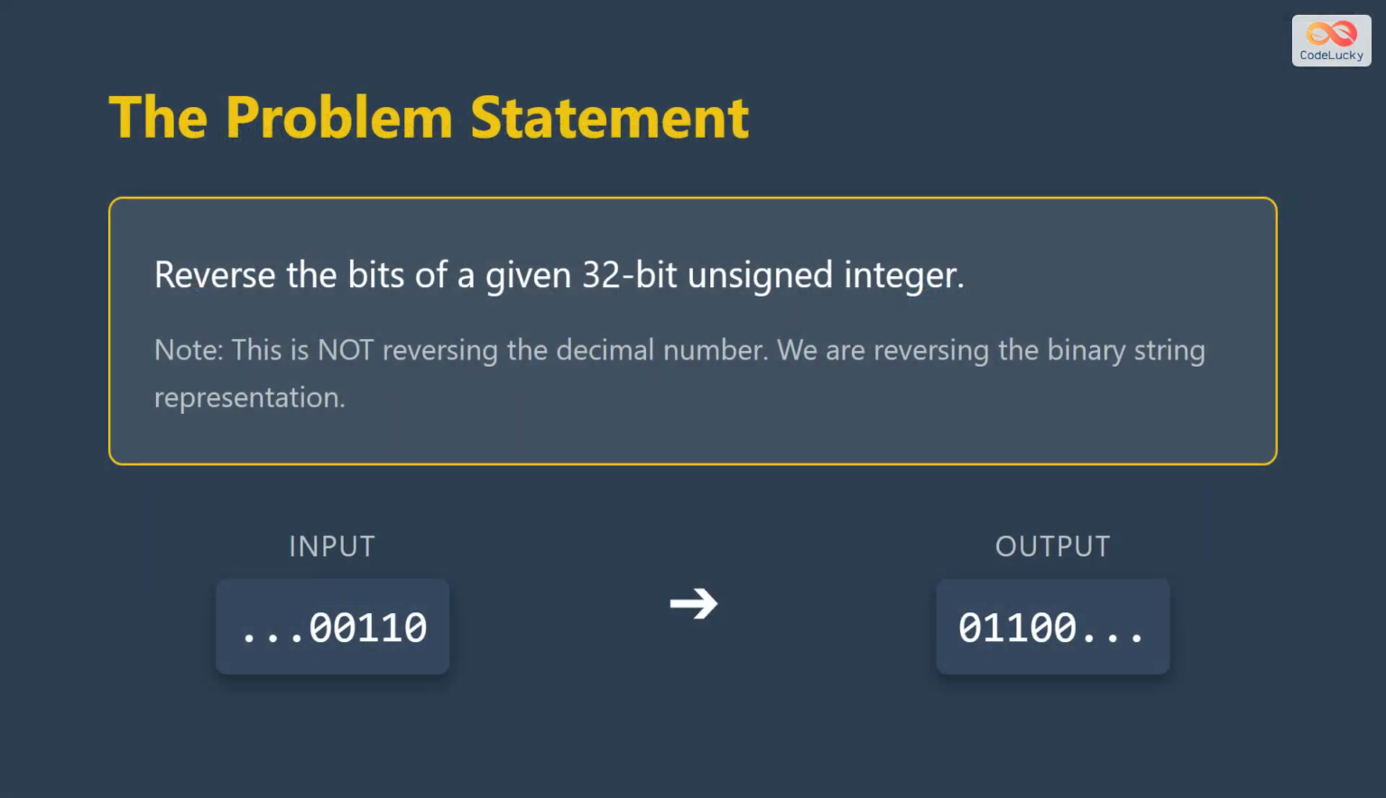Here is our task. We are given a 32-bit unsigned integer. We need to reverse the order of its binary bits. It is important to understand that we are not reversing the decimal number itself, but specifically the sequence of zeros and ones that represent it.